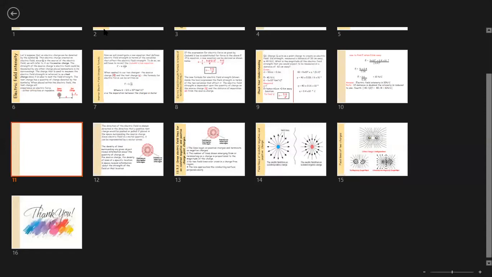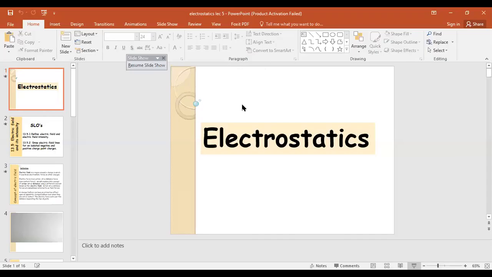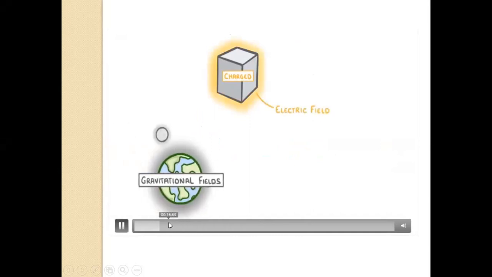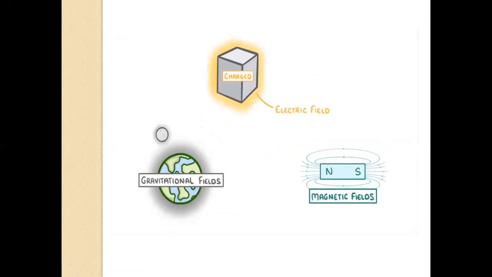Now I will show you a video that will show you this. If you imagine any charged object, it will always have its own electric field all the way around it, just like masses have gravitational fields and magnets have magnetic fields.